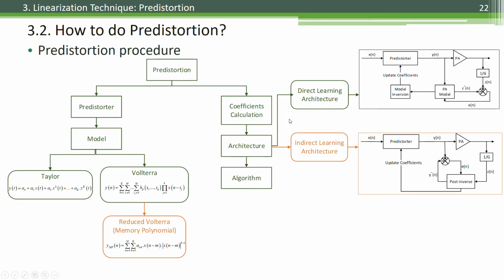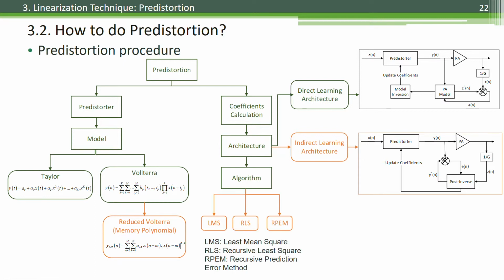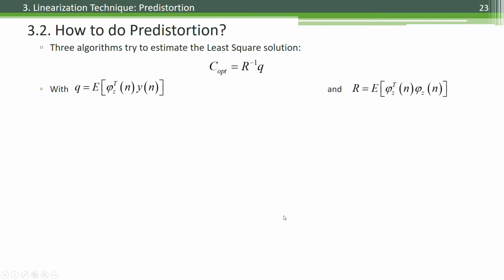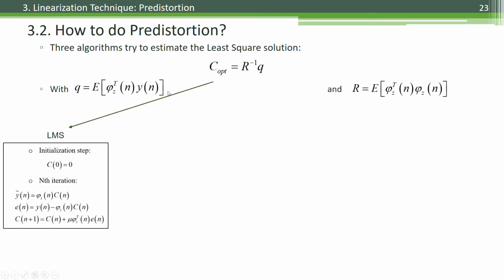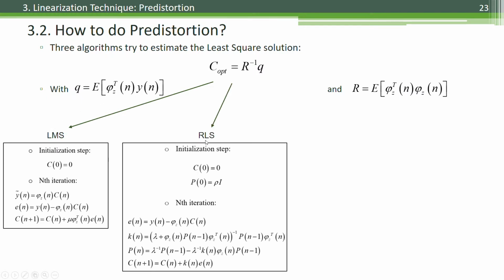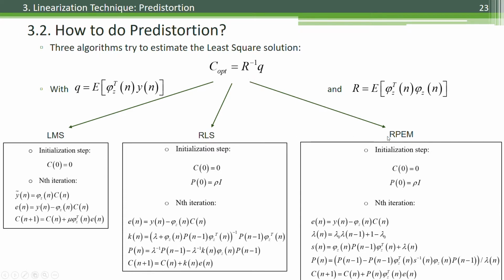And in terms of algorithms, I use three algorithms: least mean square, recursive least square, and recursive prediction error. The three algorithms try to estimate the least square solution, but each algorithm tries to estimate the autocorrelation and cross-correlation in different ways. We have least mean square, we have recursive least square, and we have recursive prediction error.